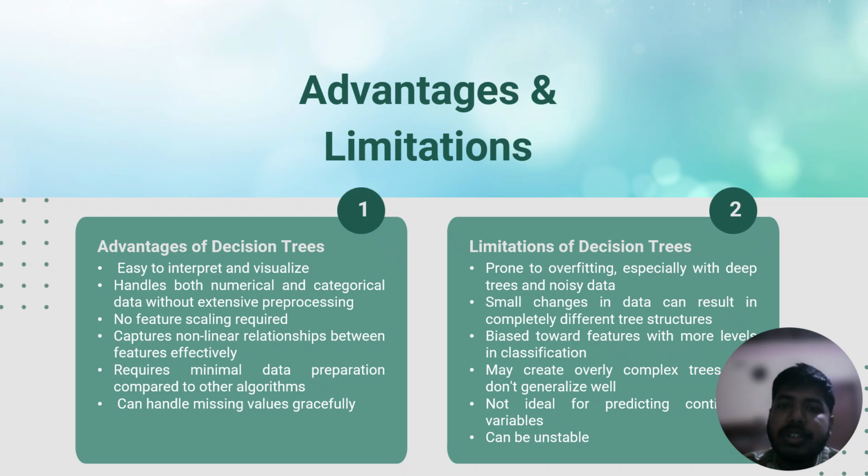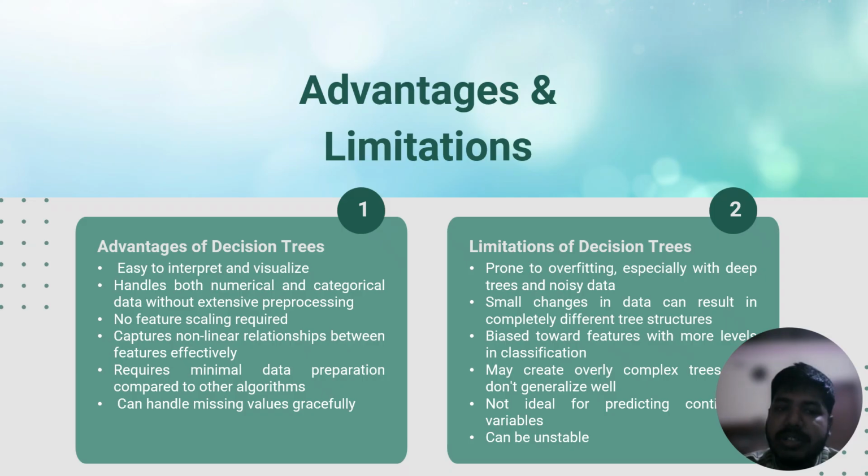Like every algorithm, decision trees also have strengths and weaknesses. Its advantages are it is extremely easy to interpret and visualize. It can handle both numerical and categorical data. There is no need for feature scaling or normalization. It can capture nonlinear relationships. It can work even when some data is missing.